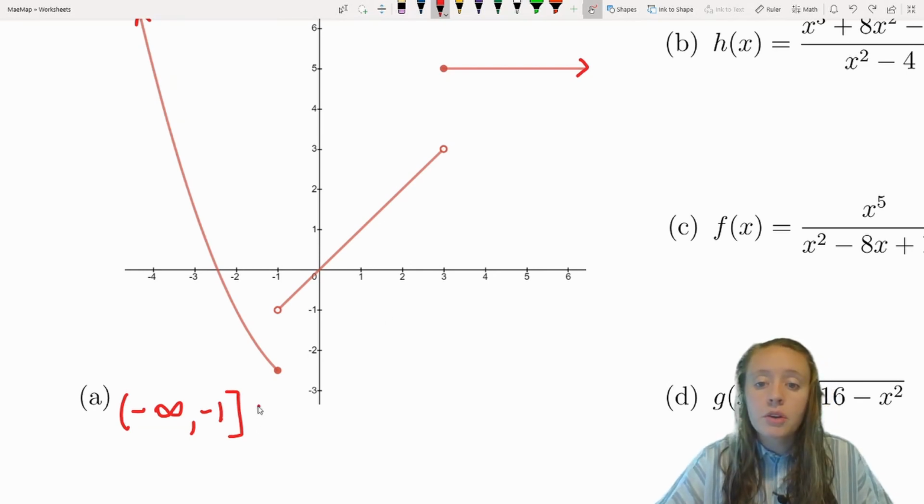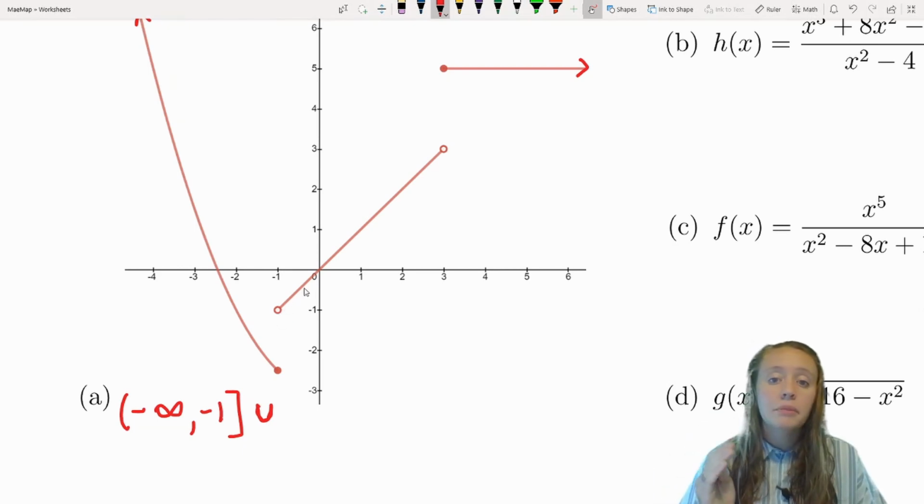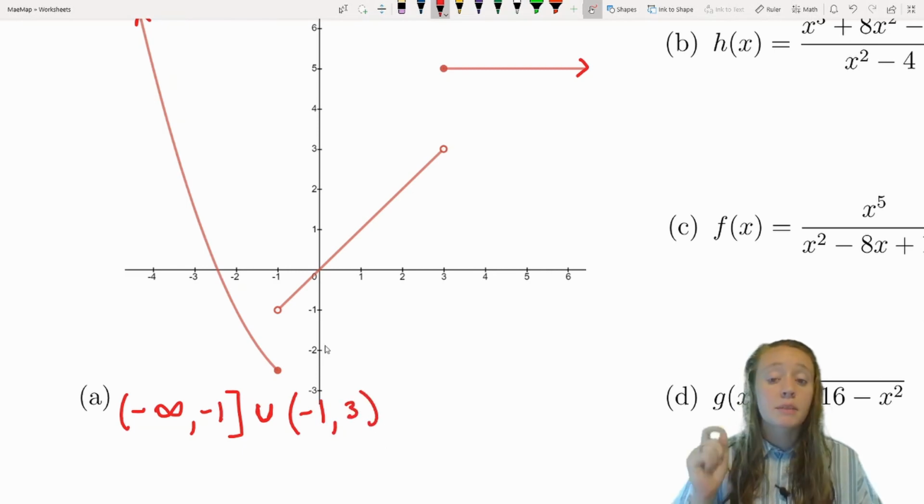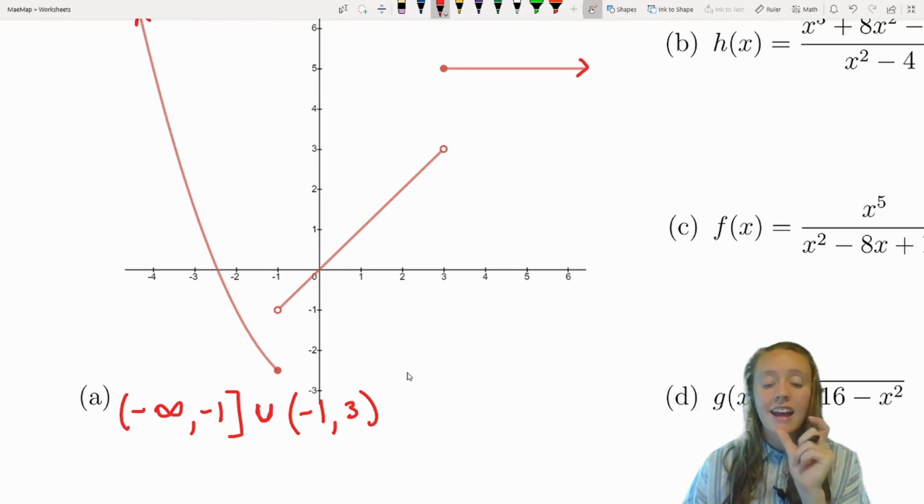So now I'm going to do the U for union, and we're going to look at our next chunk. So this interval here until that next point of discontinuity, which occurs at x equals 3. Notice that when x is equal to -1, I have an open circle, meaning that -1 isn't included, and I'm continuous up until I get to 3. 3 is not included. So this next interval is -1, comma, 3, because I'm using those x values for these intervals, and it's -1 to 3, and those x's are not included in that interval.